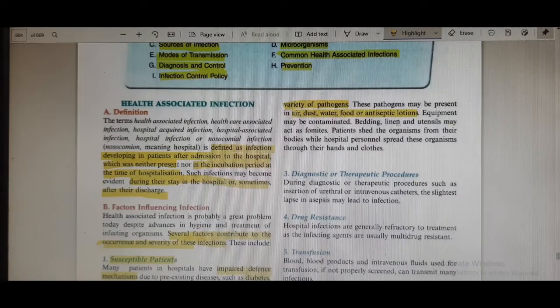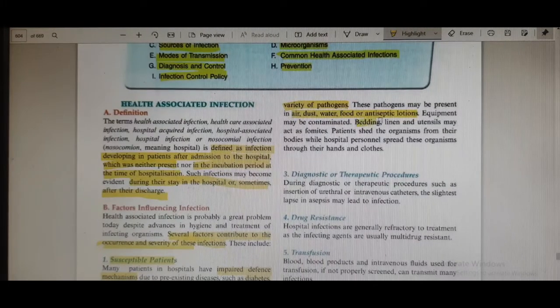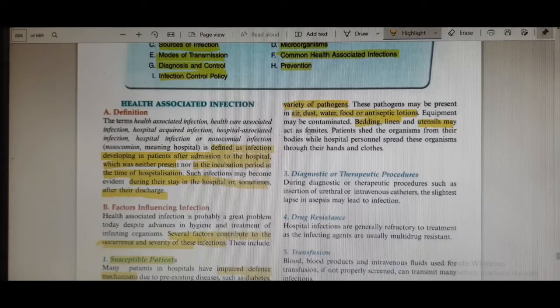So the equipments that are placed in a hospital can also be contaminated by certain pathogens which are present on bedding, linen, utensils, may act as fomites. So fomites are the pathogens which are present on bed or the linen, that is the cloth material, or on the utensils, the things that the patient is using. So these might contain pathogens on them. So these are called as fomites.